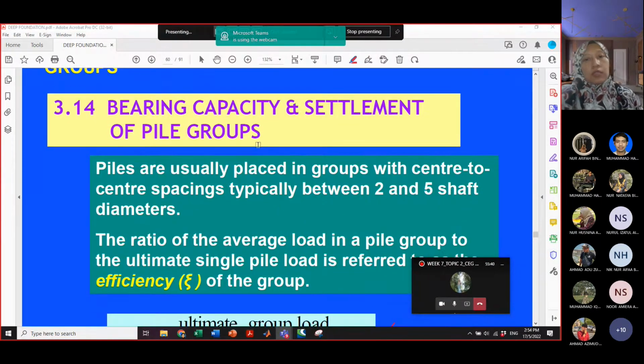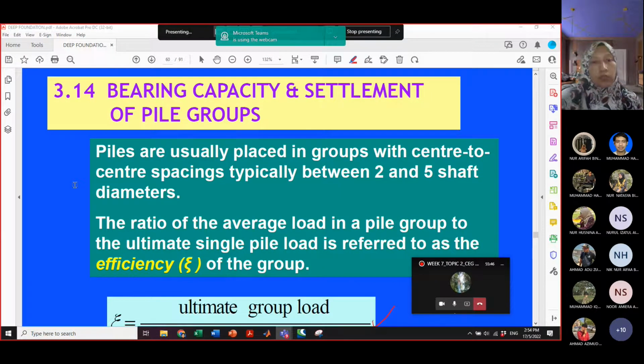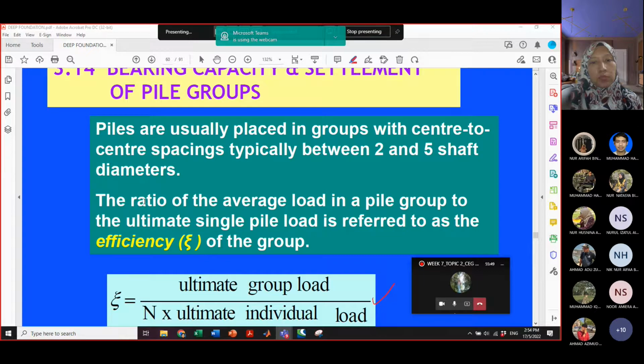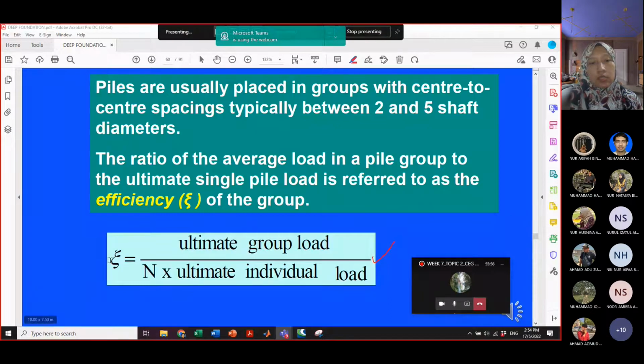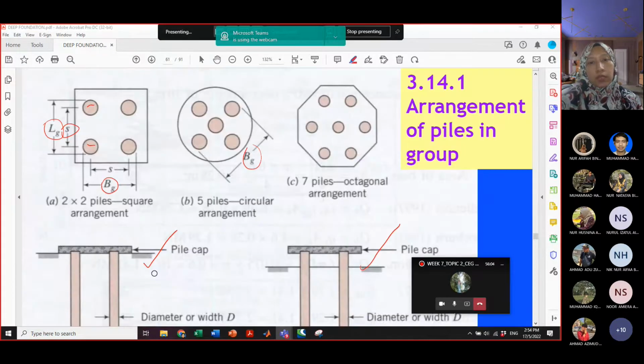Okay, piles are usually placed in groups with center-to-center spacing, typically between 2 and 5 shaft diameters. The ratio of the average load in the pile group to the ultimate single pile load is referred to as the efficiency of the group. The efficiency is the ratio between the ultimate group load over the total number of piles times the ultimate individual pile load.